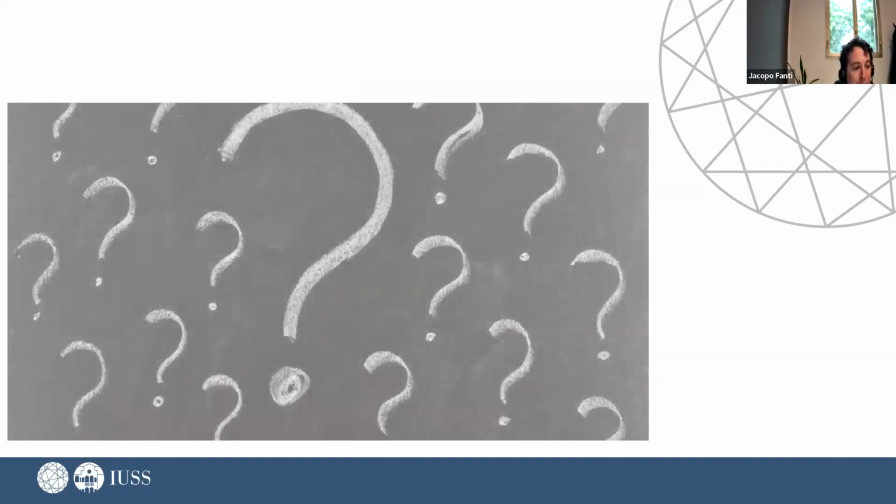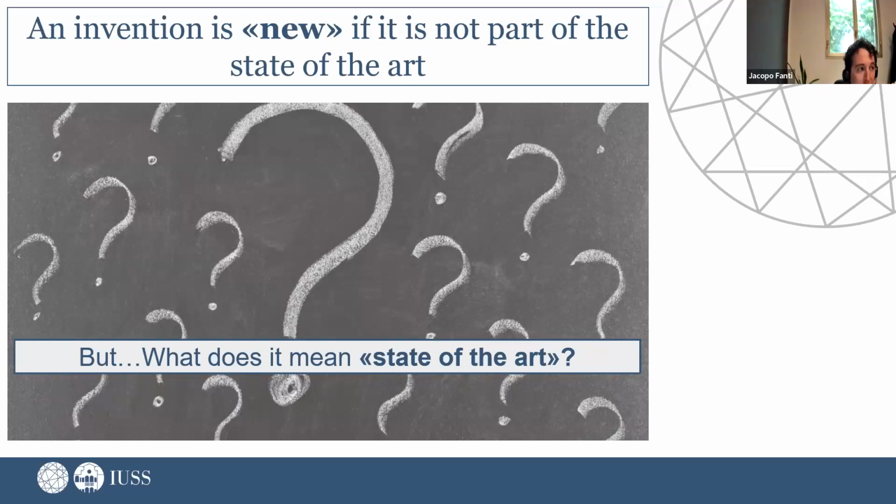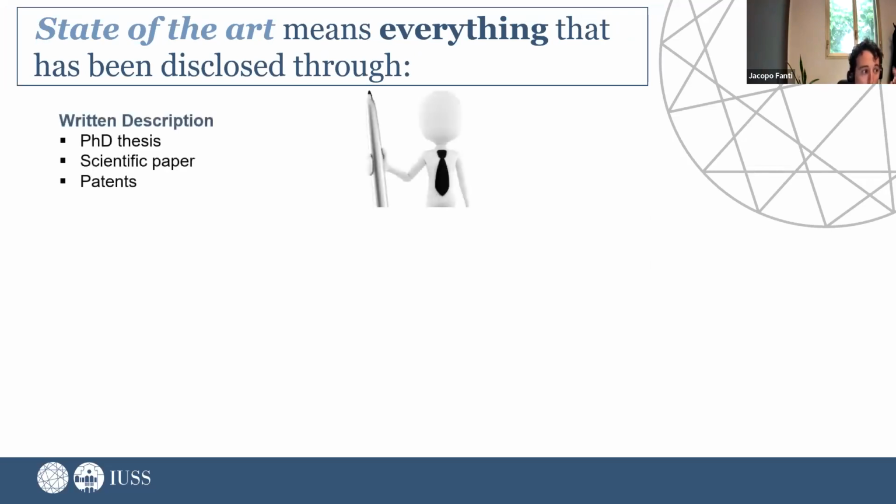So we said that an invention is new if it is not part of the state of the art. But what does this term, state of the art, mean in particular? State of the art covers everything that has been disclosed through written description. For example, you cannot publish your PhD thesis.